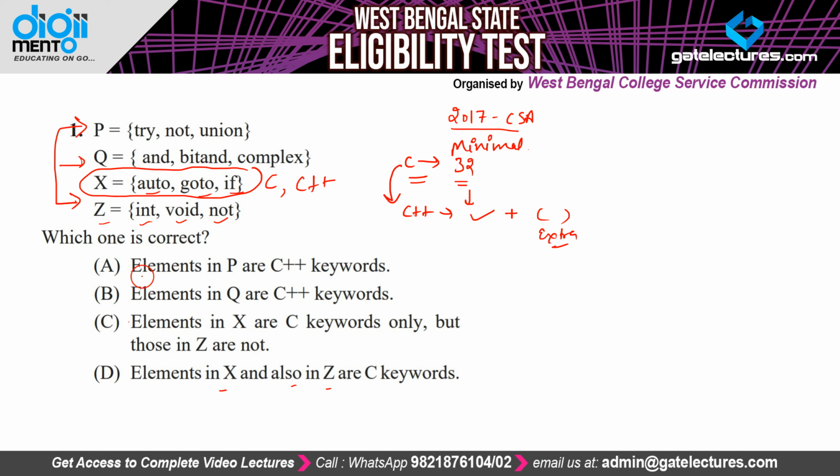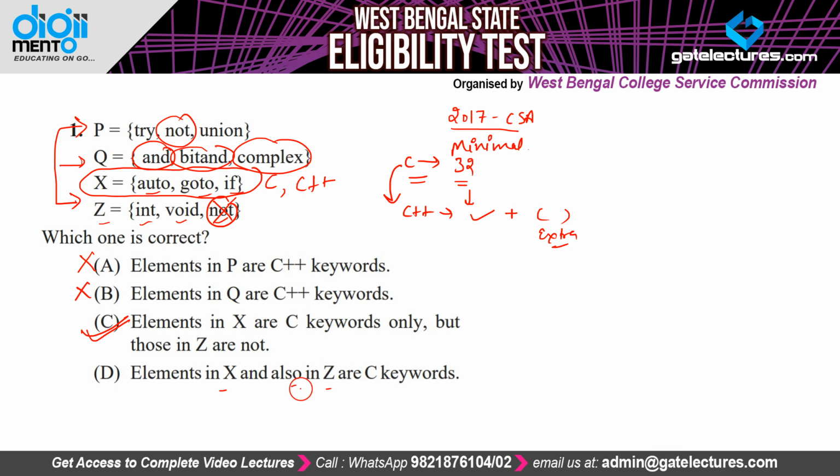So the first option is saying element in P are C++ keyword, which is wrong because here we do not have the keyword not. Element in Q are C++ keyword, which is wrong. Why? Because here and, bitand and complex, none of these keywords is present in C++. Element in X are C keyword only, but those in Z are not. That is correct, because in case of Z this keyword is not present.